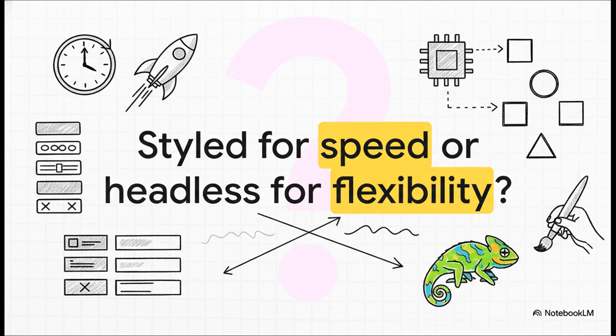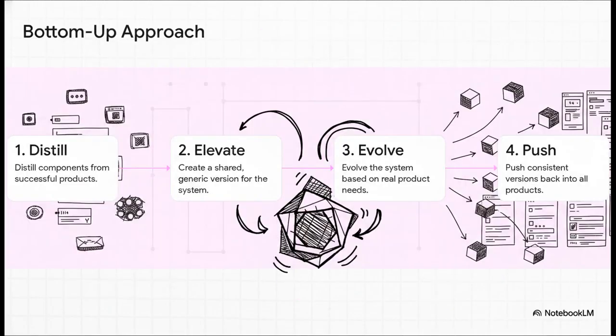And this tension isn't just some abstract idea, it shows up in real decisions every day. A developer might be wondering, okay, do I use this pre-styled library that will get me up and running fast but locks me in? Or do I use a headless library that gives me total flexibility but takes way more time to set up? There's no easy answer here. It's always a trade-off.